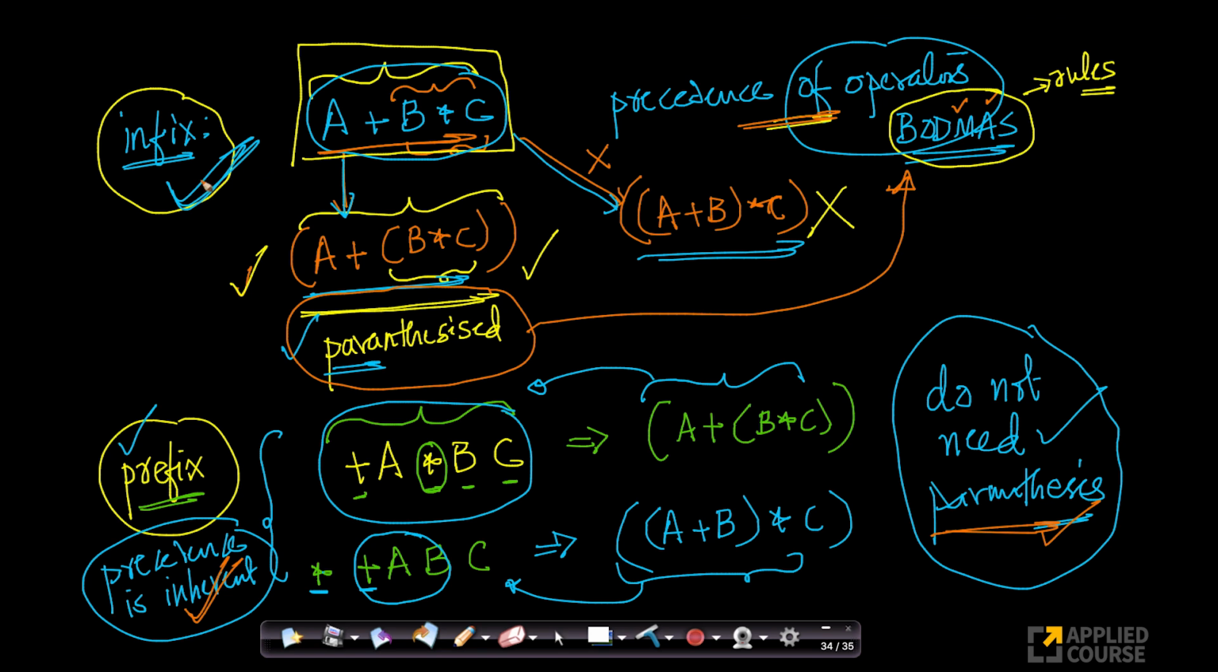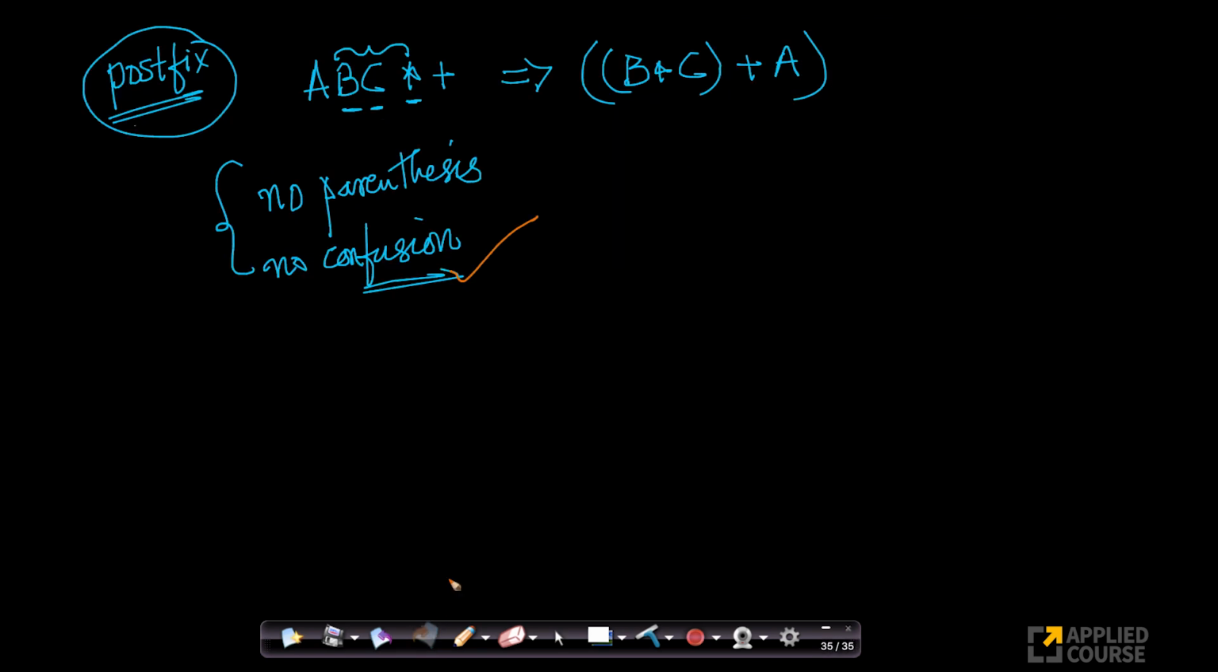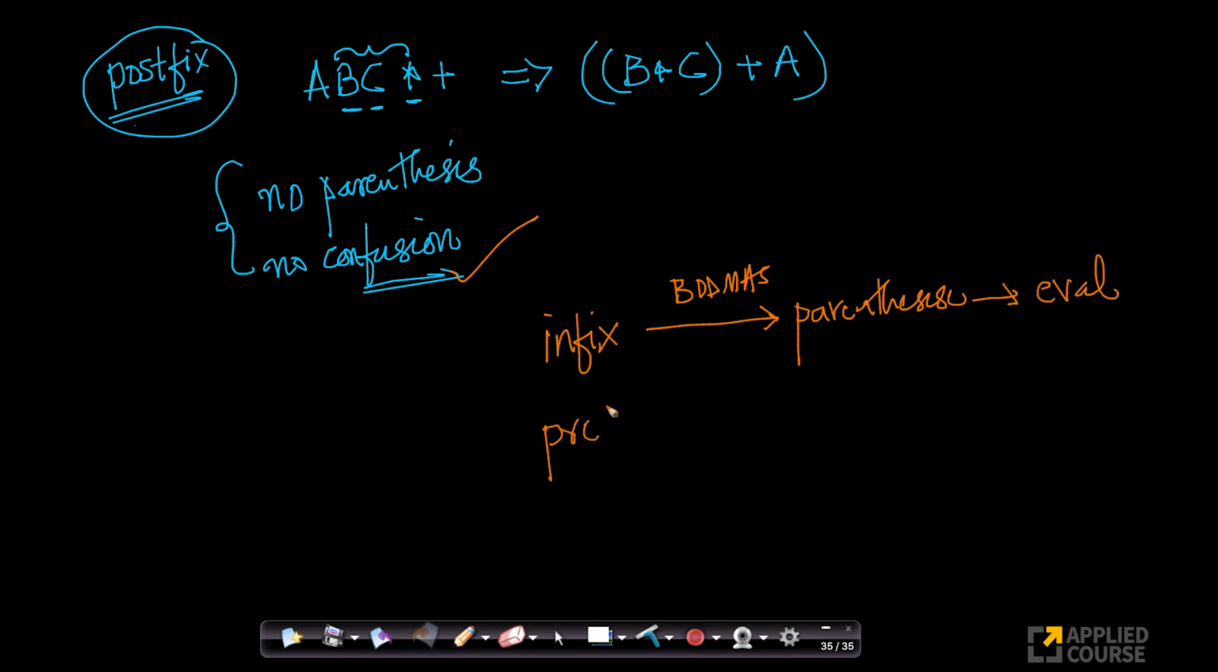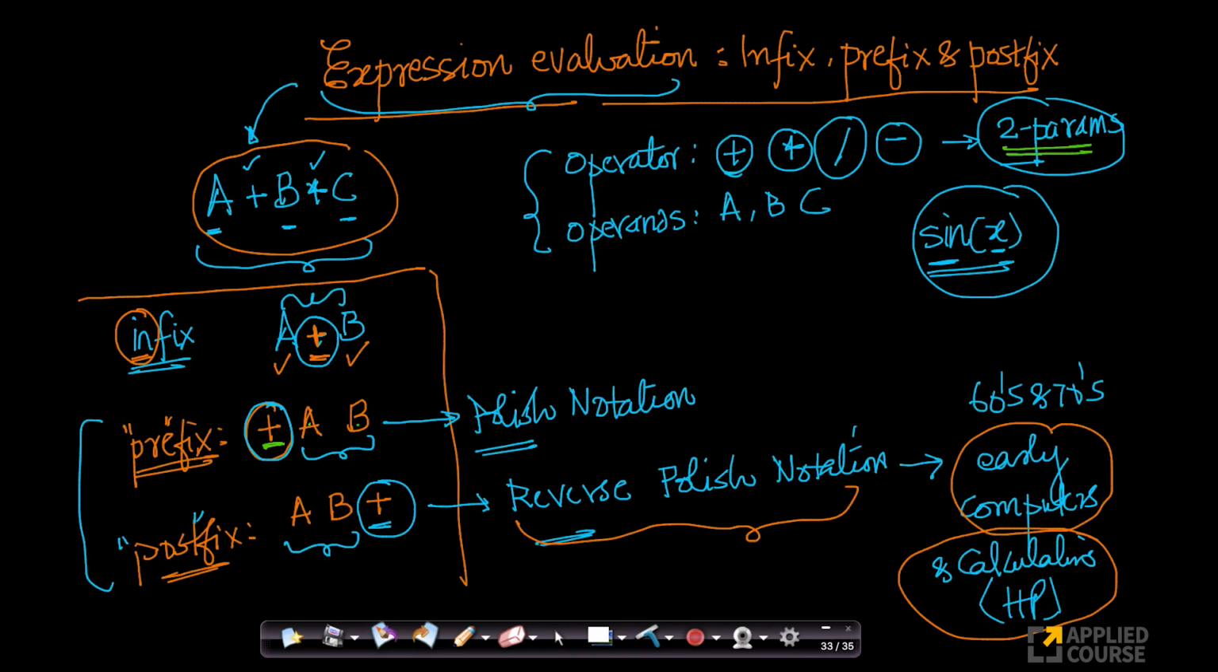So there are more steps involved, right? First, I need to convert from my infix to parenthesized. So if somebody gave me infix, from infix, I need to apply my rules of precedence like BODMAS, parenthesize the whole thing, and then I evaluate it. While if somebody gave me the same thing in prefix, there is no confusion. I can directly go ahead and evaluate it. Similarly, if somebody gave me in postfix, there is no confusion. I can directly evaluate it, right? So some of the earlier calculators from Hewlett-Packard and early computers preferred reverse Polish notation, right?